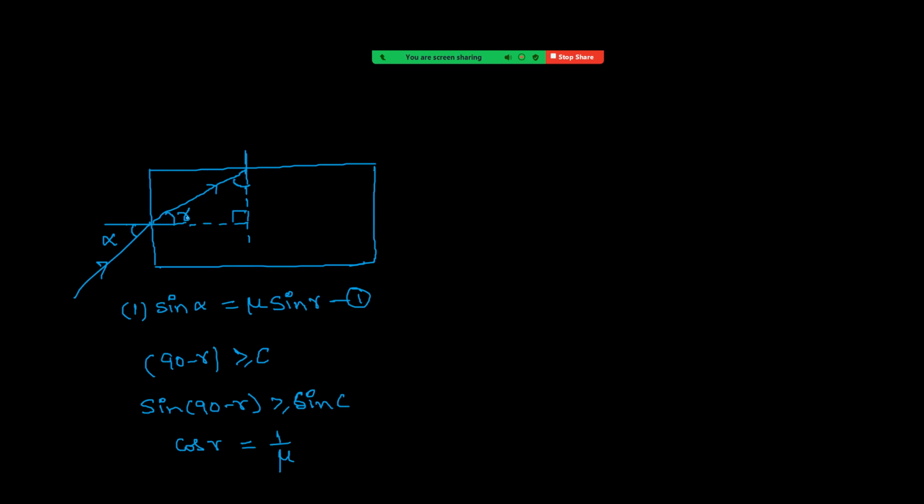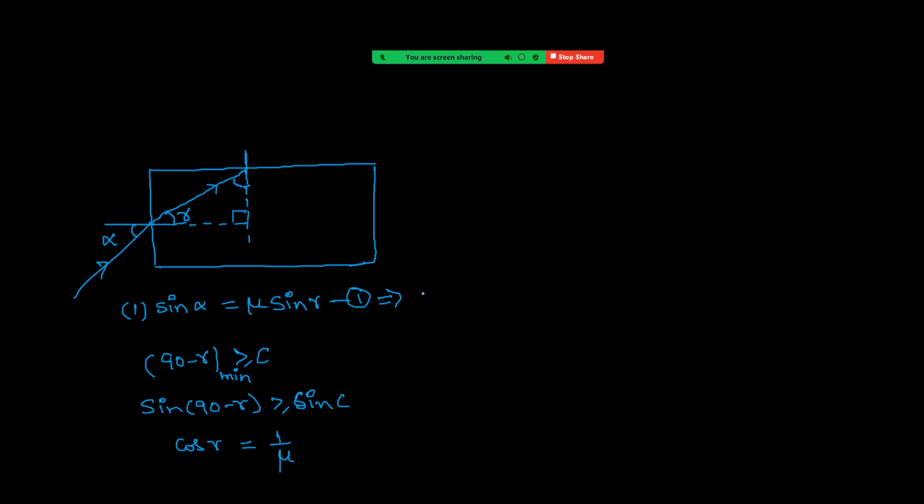When r is maximum, 90 minus r is minimum. If the minimum value is greater than c, then any value will be greater than c. So focus on this sentence carefully. If the minimum value of this is greater than c, then any value will be greater than c. Okay, right. That means now taking alpha value 90.